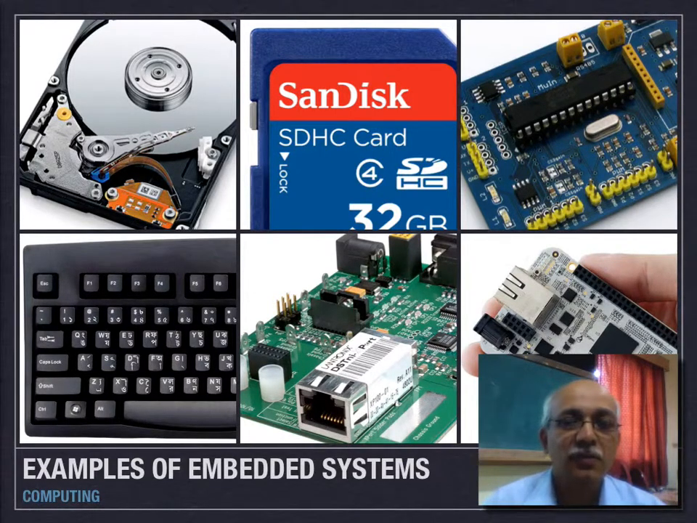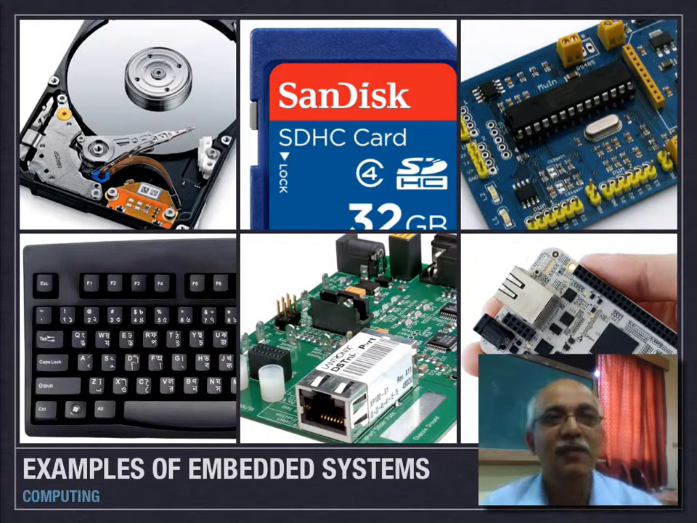So, hard disk is an embedded system. The SD card, again a smaller version of hard disk, not mechanical, but with non-moving parts. So, this is flash memory plus processor and so on. The next one is a kind of small board which does some computing, maybe for whatever work it can be used, but it does a kind of computing, maybe a protocol conversion or whatever.